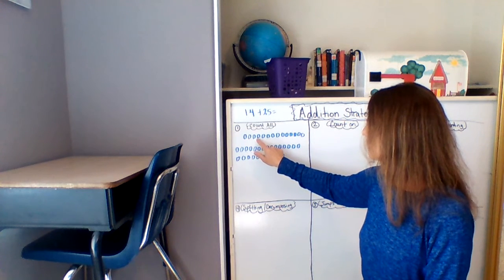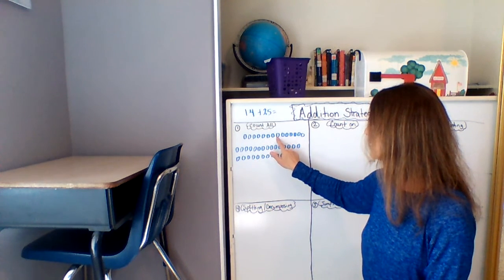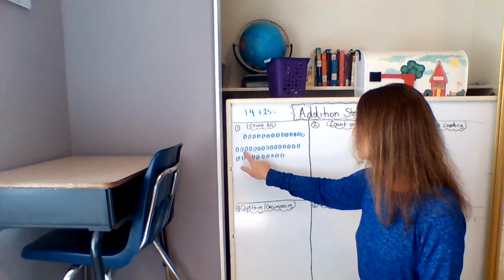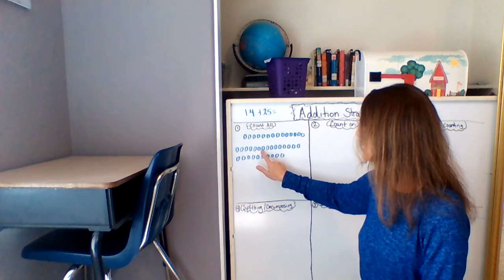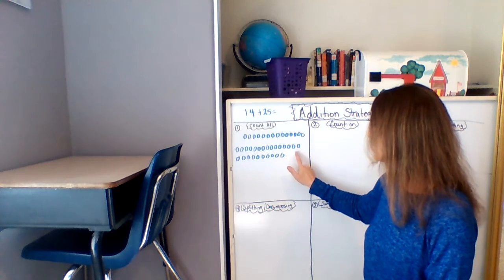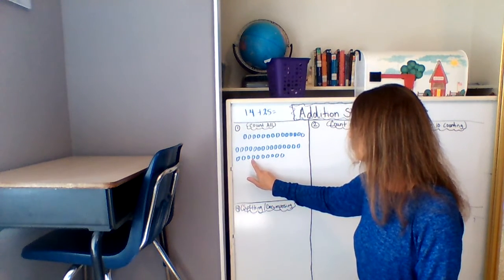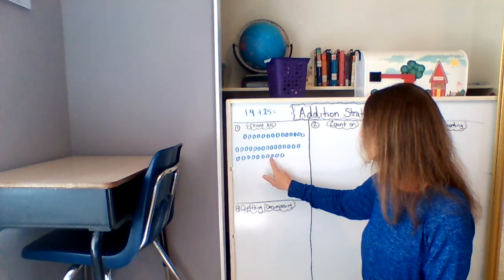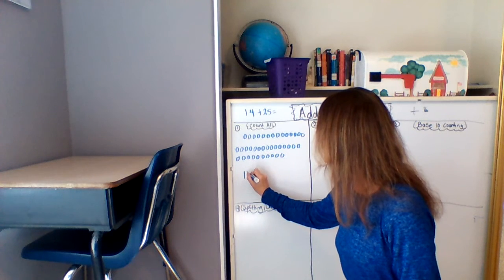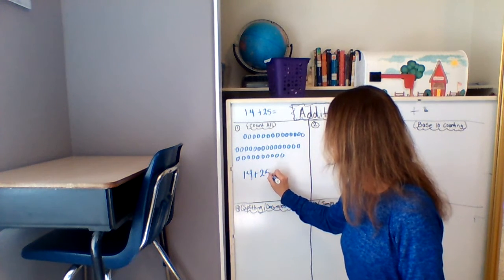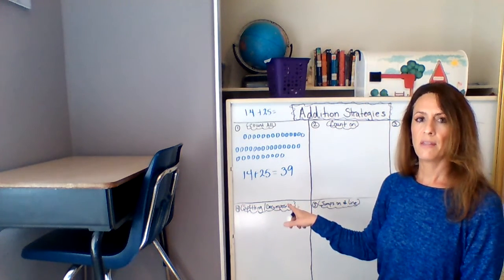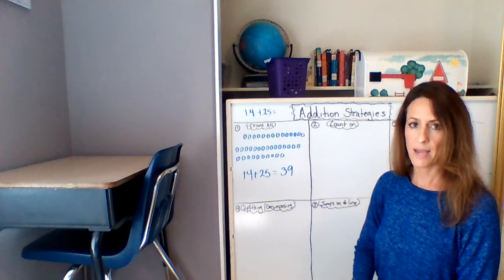1, 2, 3, 4, 5, and so on, all the way up to 39. Okay, so I know that 14 plus 25 equals 39 objects. That's using the count all strategy.